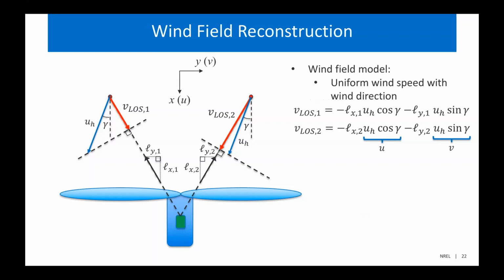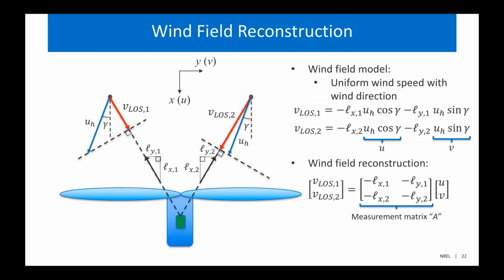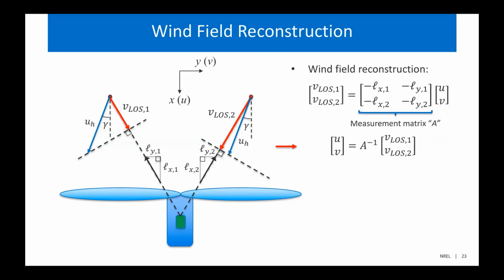So going back to our measurements of wind direction, we can rewrite this as a matrix equation. So we have our vector of line of sight velocities equal to our U and V wind components multiplied by our measurement matrix. And since we have a nice square matrix, we can invert this and just solve directly for U and V. And then if we want to know the wind speed and direction, our wind speed will be the magnitude of the U and V components. And then we can also find the wind direction angle from U and V.